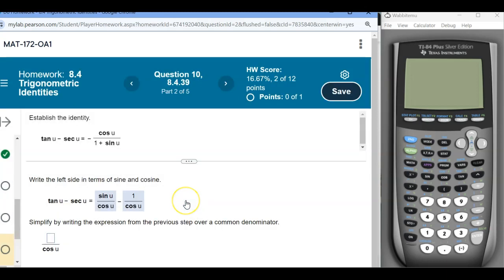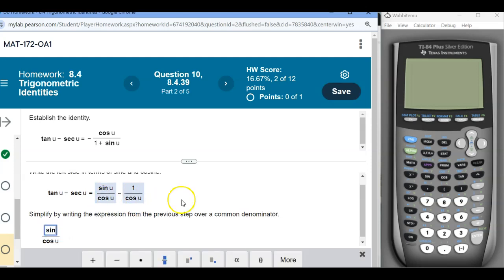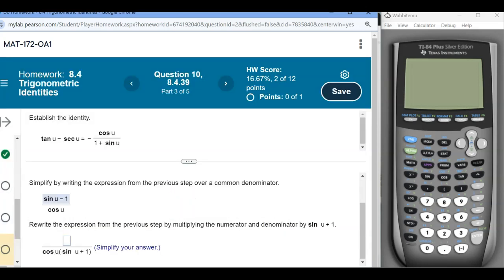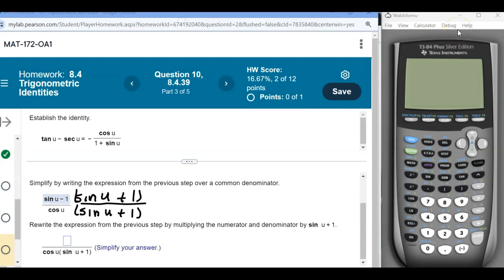Sorry about that. So once you get past that, now you're going to manipulate the sine divided by cosine minus 1 over cosine. So that's going to be sine u minus 1 over cosine. And then you're multiplying the top and the bottom by this sine u plus 1. This is something that we do a lot of times when we have addition or subtraction in the numerator. And it creates a squared, like sine squared.